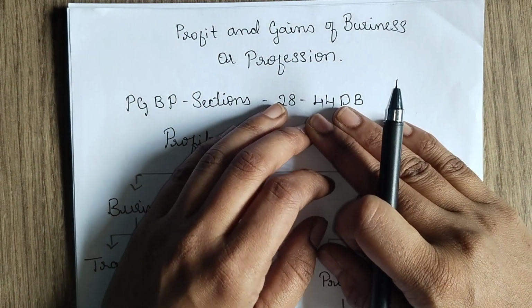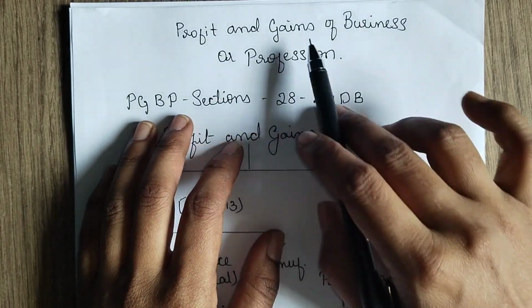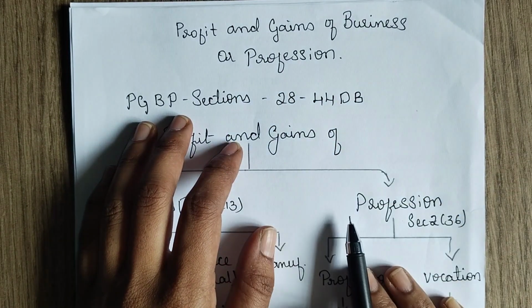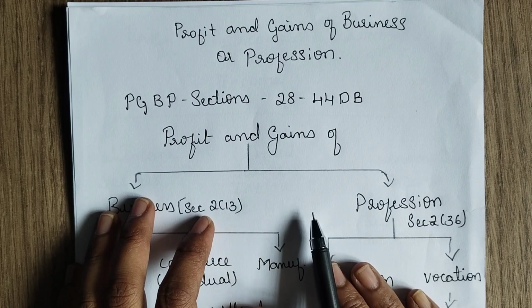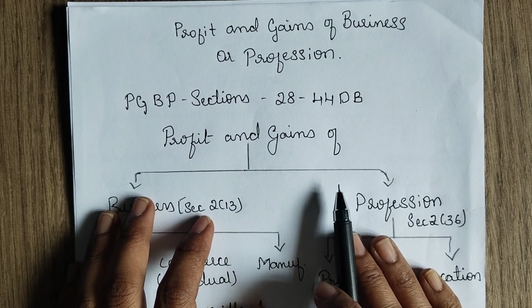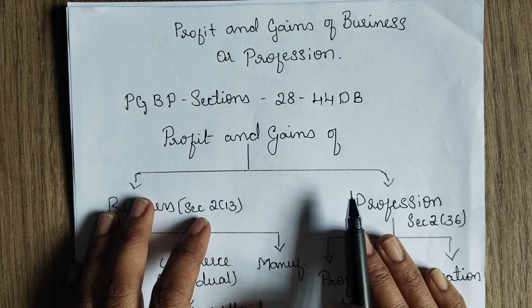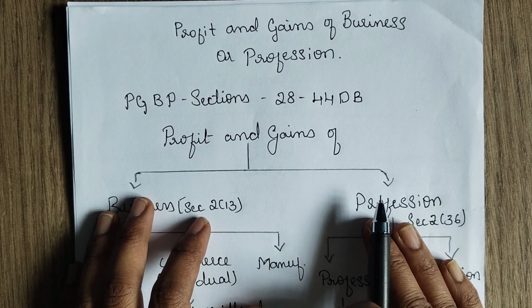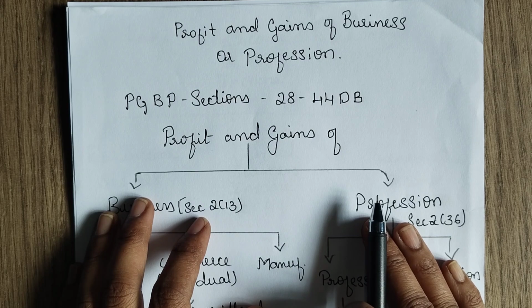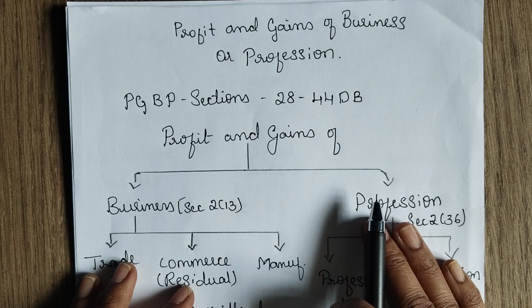I am Rajeshwari here. Let us discuss today profit and gain of business or profession. Profit means when income is in excess of the expenses, then it is called profit, or gain on any assets more than the actual value. Whatever gains you have earned are called gains.